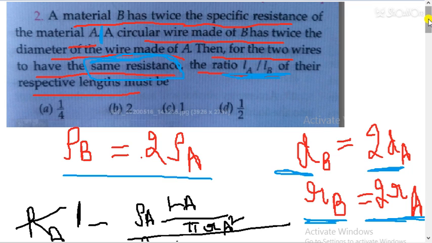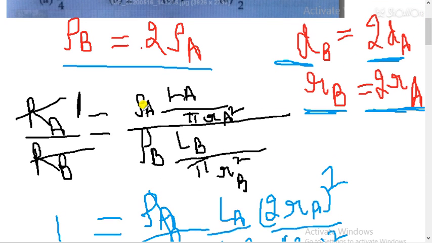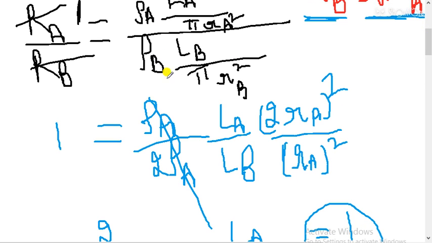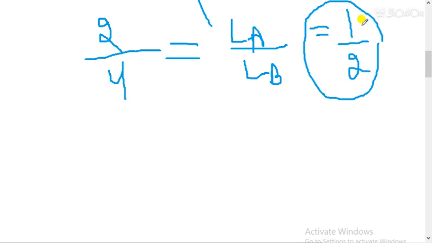So we have followed the procedure. Resistance is equal to rho into L upon A. Area I am writing pi r square because circular is given. So pi will cancel out. Then I will put rho B in terms of rho A and RB in terms of RA. Then I got the answer at the end. Answer is 1 by 2. So the ratio between LA and LB is 1 by 2.